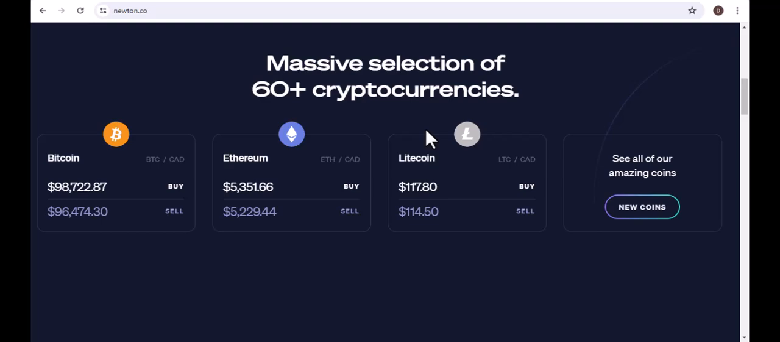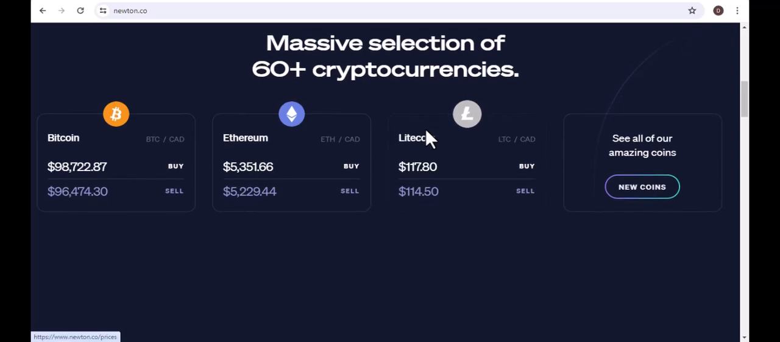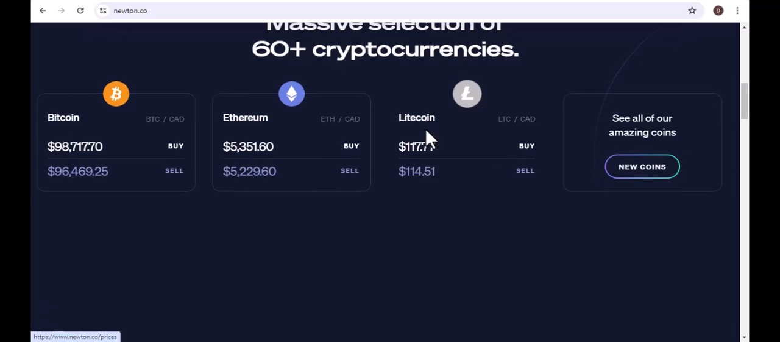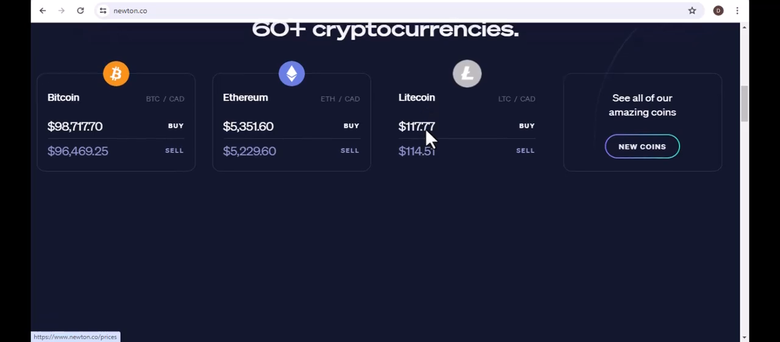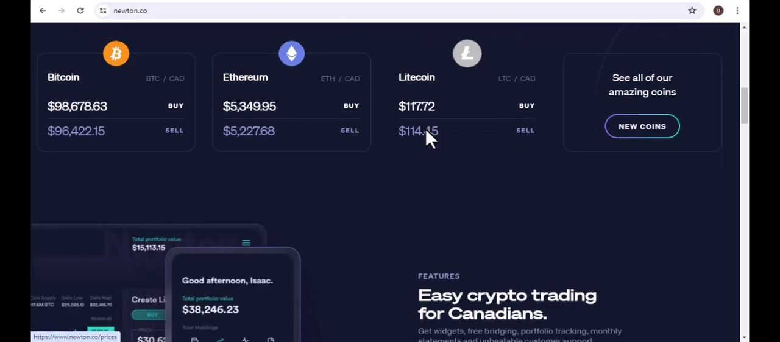Important considerations and tips. Fees. Always be aware of any potential withdrawal fees. Newton's fee structure may change, so it's a good practice to check their official website or fee schedule for the most up-to-date information. Understanding these fees will help you accurately calculate the net amount you will receive in your bank account.